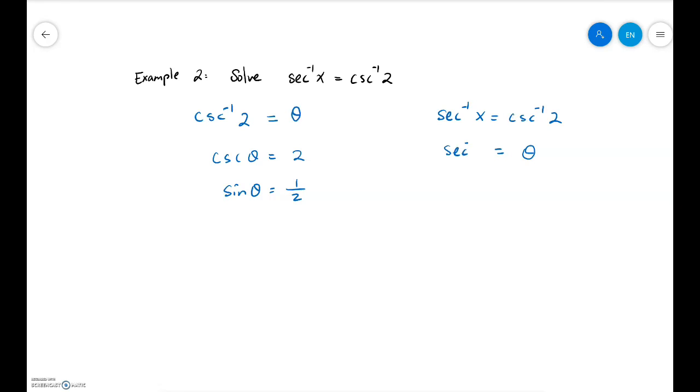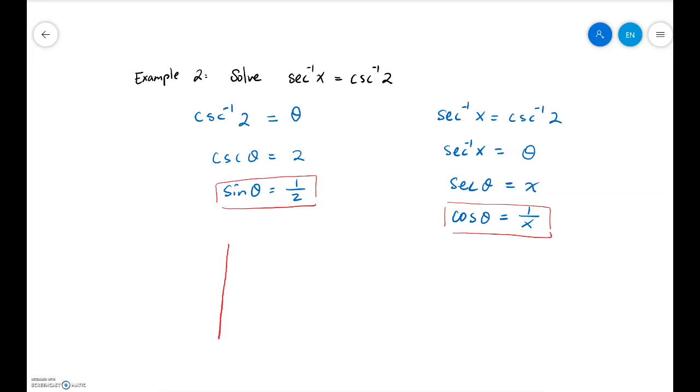So I can rewrite it as secant inverse of x equals angle theta. Then secant of theta equals x. Again, I'm not fond of the secant symbol, so I'm going to rewrite it as cosine of theta equals 1 over x. Cosine and secant are reciprocals of each other. So from those two equations, I can draw the following.